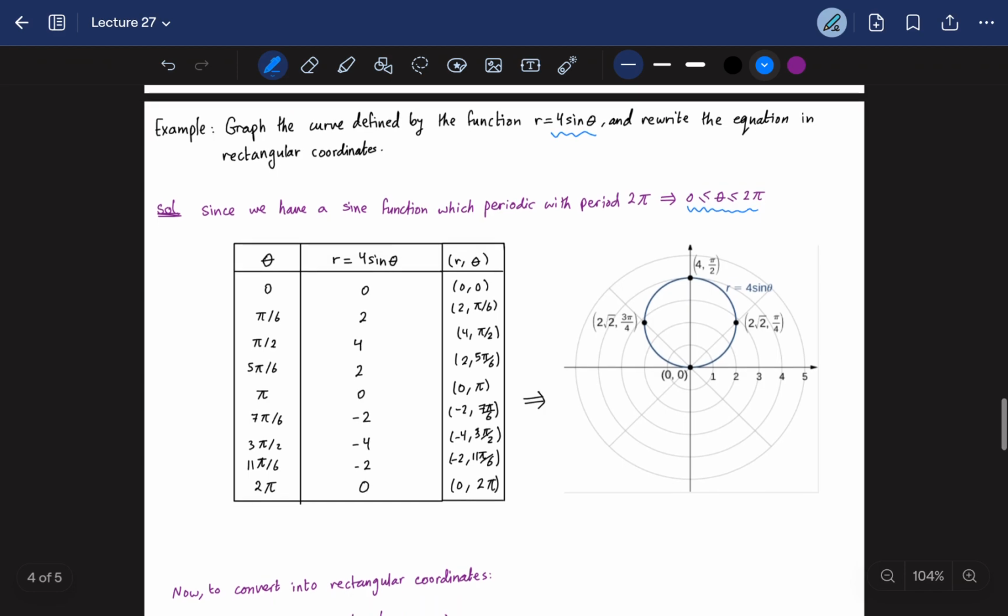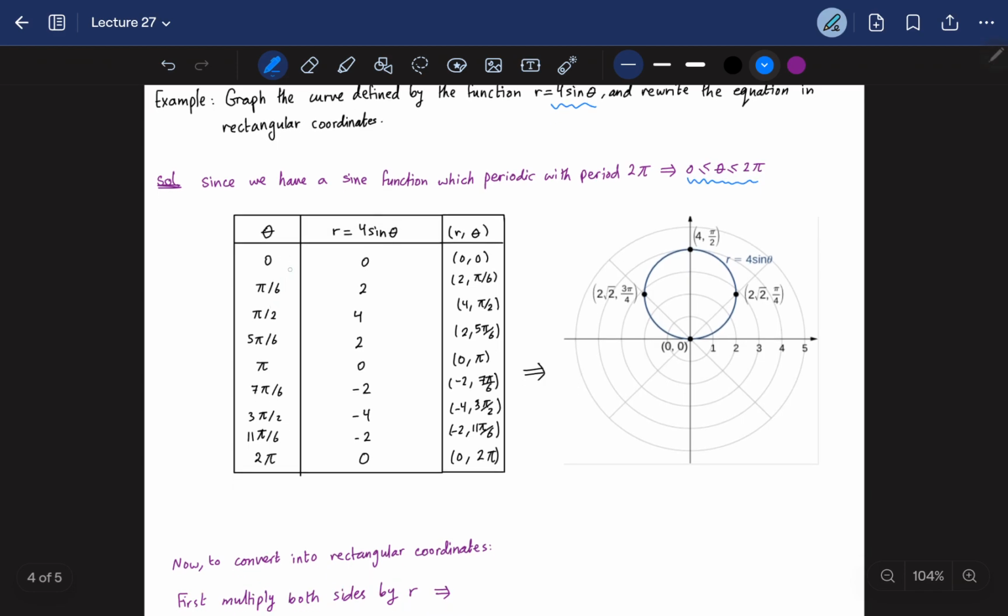So what I did here, I chose different values of theta, and then I plugged it into the equation. You can double check my work. I got these points corresponding. So now I'm going to create points where we have r, theta. So 0, 0, 2 pi over 6, and so on. Now once you have these points, you're going to plot them on the graph.